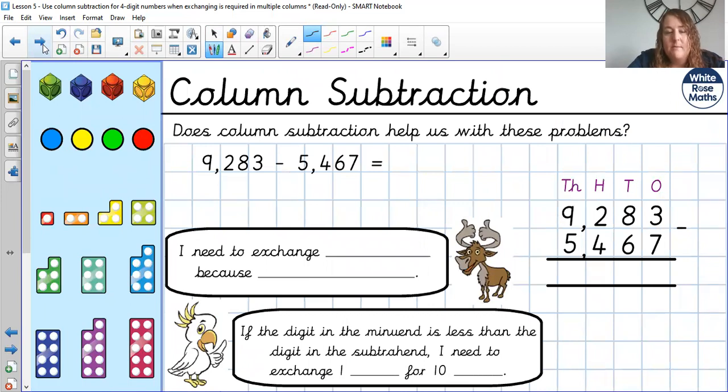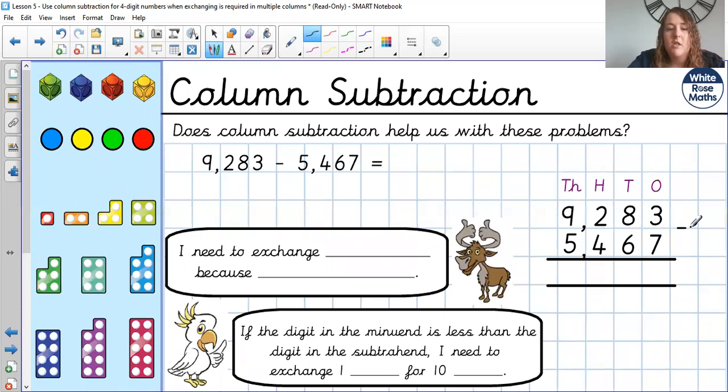So will it help us with this problem? So we've got 9,283, subtract 5,467. So just checking all of my numbers are in the correct column, making sure that I've got my subtraction sign and 1 number per box because that will help me today. And then we've got Colin and Coco here giving us some information. So Colin is saying, I need to exchange something because of something. So we'll see which column we need to exchange in a minute.